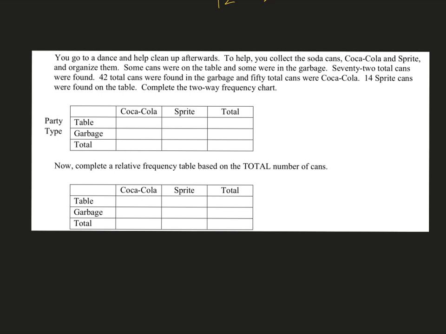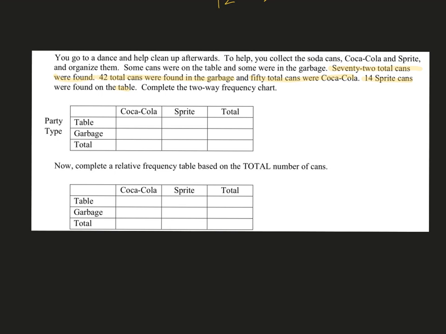So like with any math problem that has words, I always start off highlighting the important information. If you want to pause and think about what that would be, do so now. Okay, so I see right away 42 cans found in the garbage and 50 total Coca-Cola. 14 Sprite cans were on the table. And there is a sneaky math word up here. 72 total cans were found.